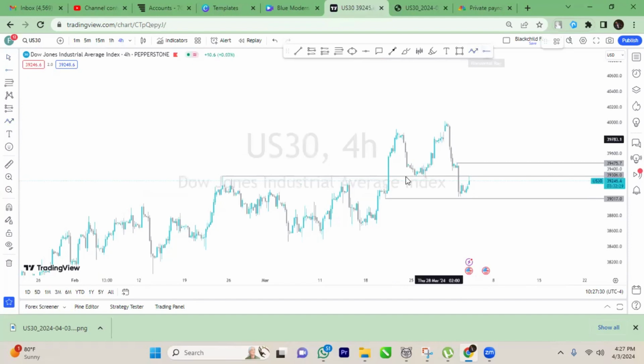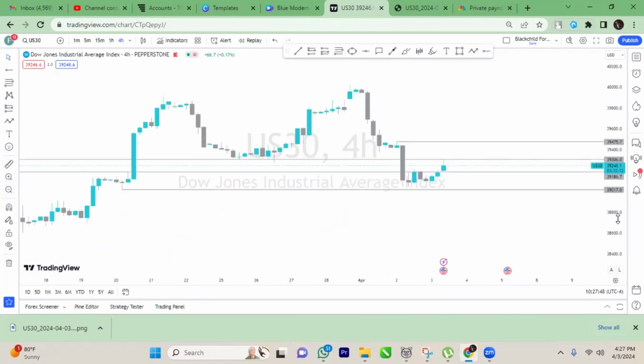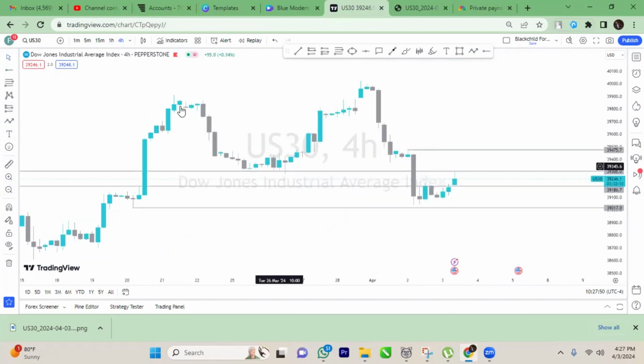Another area is literally this area. Let's see if this connects. Let me put it right there. So this is exactly what I'm having right now. And after this, I went on.